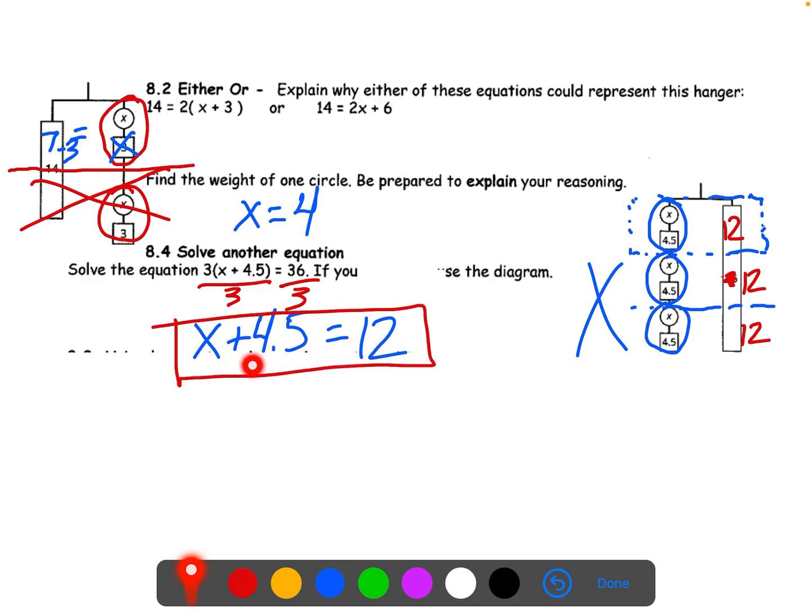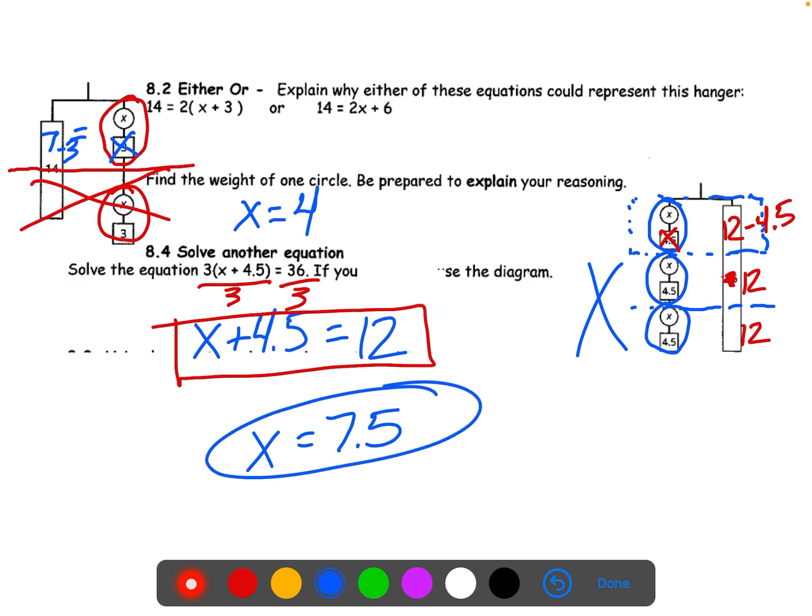Okay, of course, the next step would be to get rid of this plus 4.5 so we can see just what the value of x equals. That's what we're doing here in the diagram too. We'll get rid of this extra 4.5. Of course, we have to balance it here by subtracting 4.5. And now what we'll have is a value for x that equals 7.5. And that would be our solution.